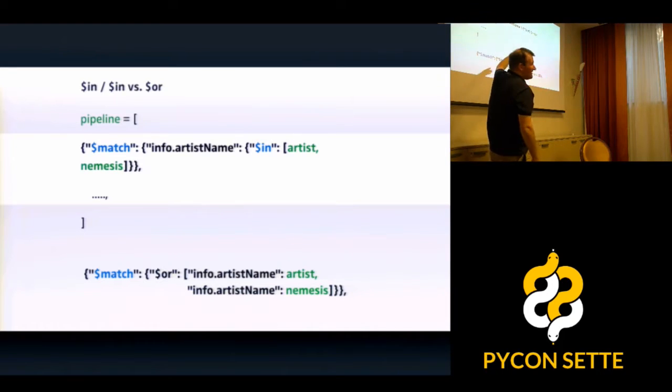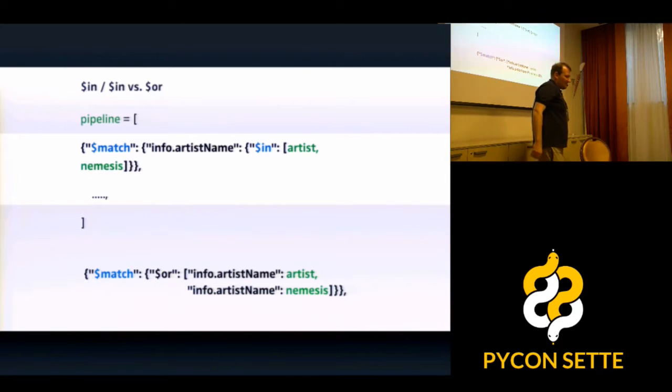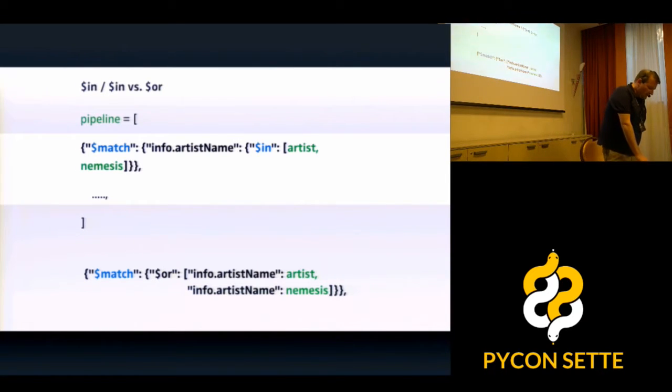But $in is much more effective because in $in we only have to look at the attribute once. In an $or, even if it's a complex search, we have to look at the artist multiple times. So $in is usually more efficient. And it also supports regex.